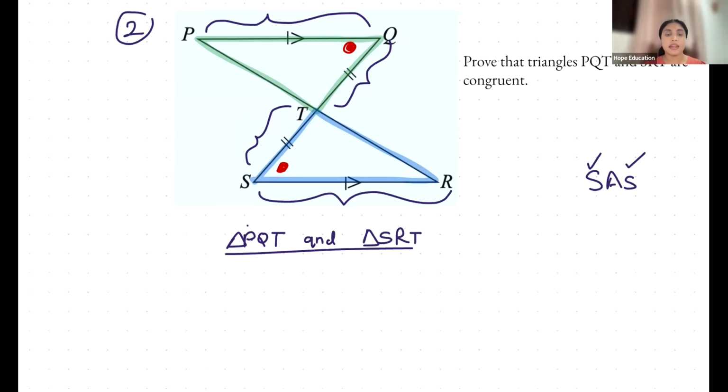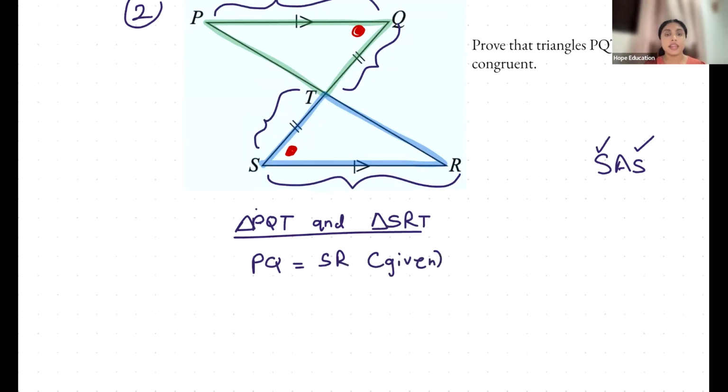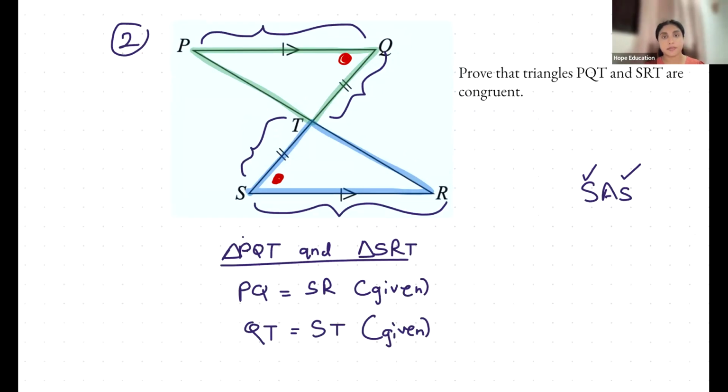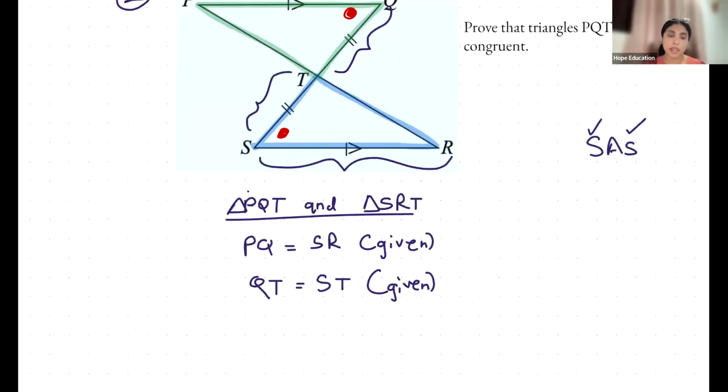The PQ side is equal to the SR side. They have said that they're equal, so I will write given. The side QT in the green triangle is equal to the side ST in the blue triangle, and that is also given. Then this angle is PQT. So PQT angle is equal to, this is TSR.